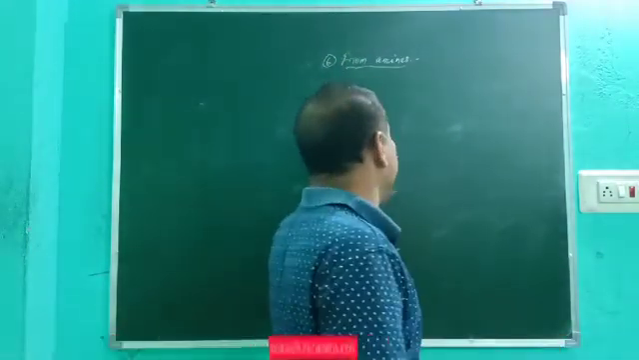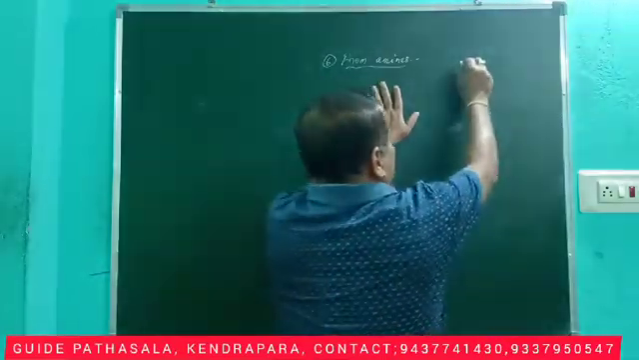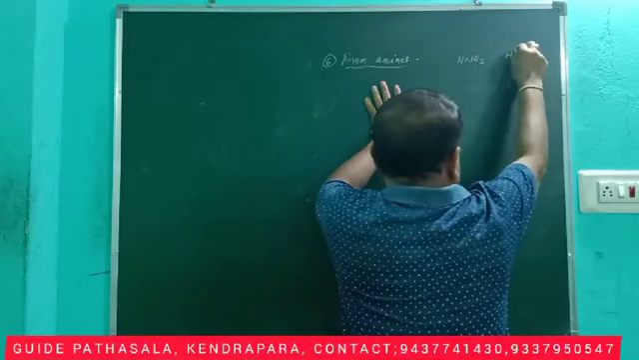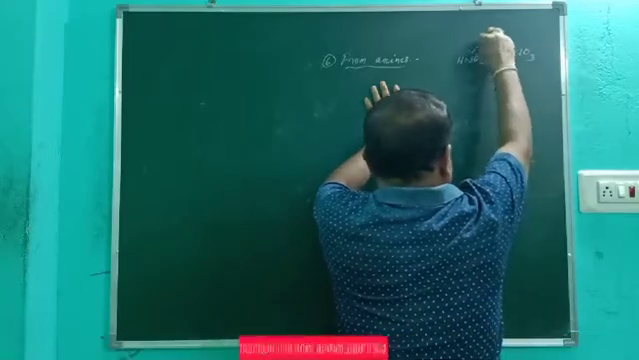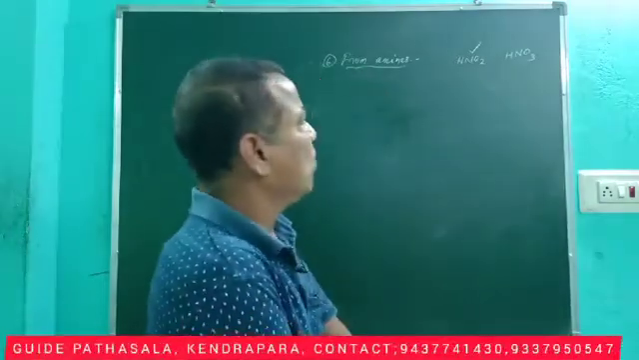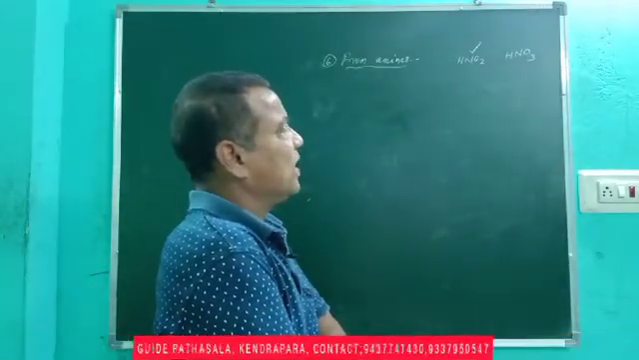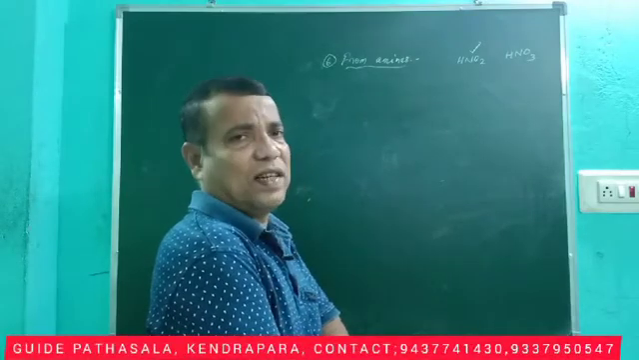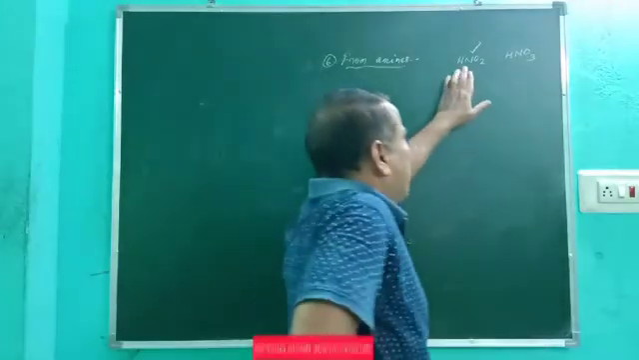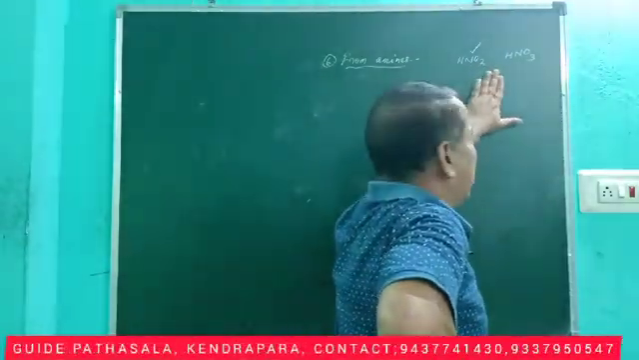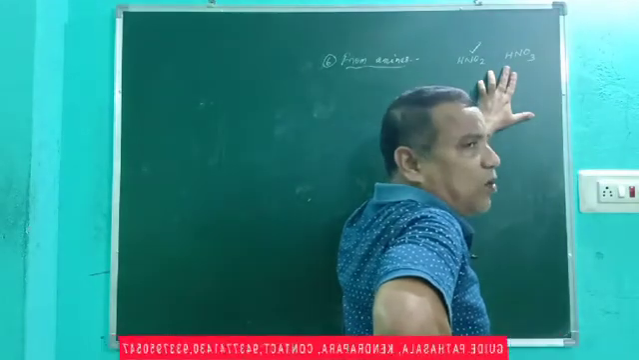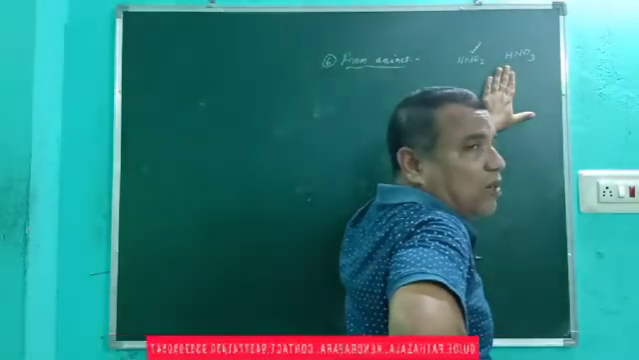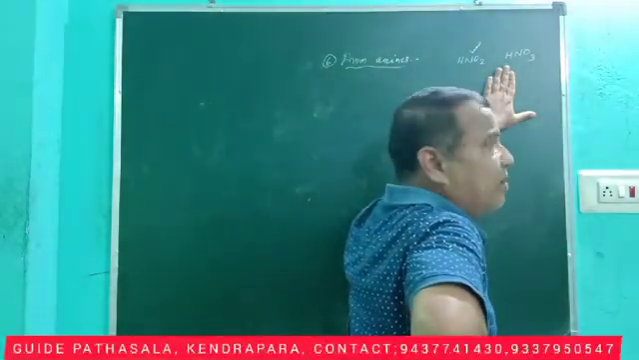Nitrous acid means HNO2, nitric acid is your HNO3. These two are called oxyacids of nitrogen. One is nitrous, another is nitric. In the first case, the oxidation number of nitrogen is +3. In nitric acid, the oxidation number of nitrogen is +5. The higher the oxidation number, the more the acidic character. So HNO3 is a stronger acid compared to nitrous acid.